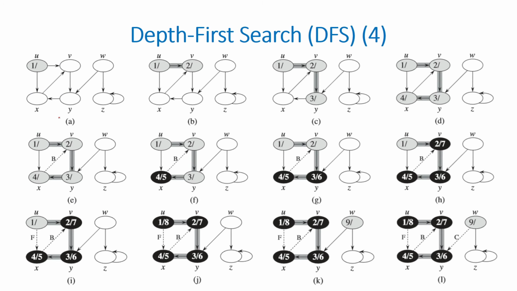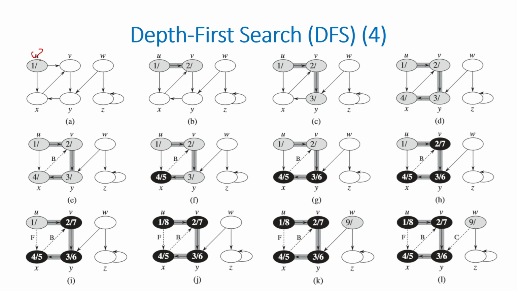Let's use DFS on this directed graph and see how it works. Unlike BFS, DFS does not specify any particular vertex as the source vertex. In this example, we assume that we traverse the vertices in the alphabetical order. So let's start with vertex U.